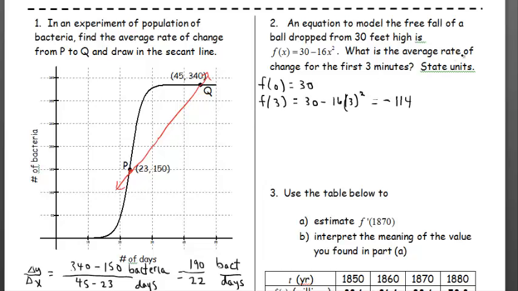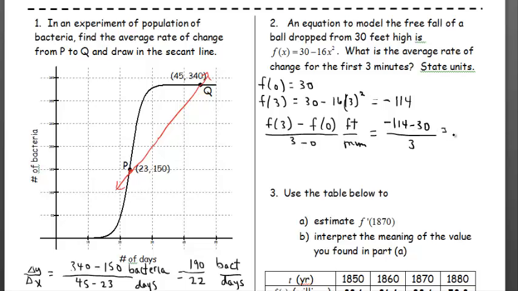All right, what's the average rate of change? The setup that's going to lead to our answer would be the change in the y values over the change in the x's. State units. Well, the output units are feet and the input units are minutes. This is going to be negative 144 over 3. This is going to simplify to negative 48 feet per minute.